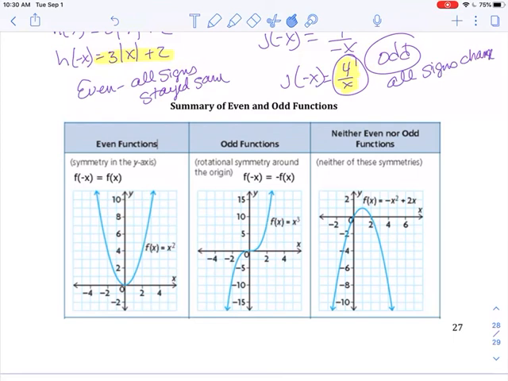All right, so a little summary of even and odd functions. An even function has symmetry in the y-axis. F of negative x just results in the function staying exactly the same as it originally was. An odd function has rotational symmetry around the origin. Remember, you're just going to turn it upside down to check. That's the easiest way. And also for an odd function, f of negative x results in negative f of x, and all the signs change. And if it's neither even nor odd, it doesn't have symmetry. And also, when I substitute in negative x, some signs change, some don't.